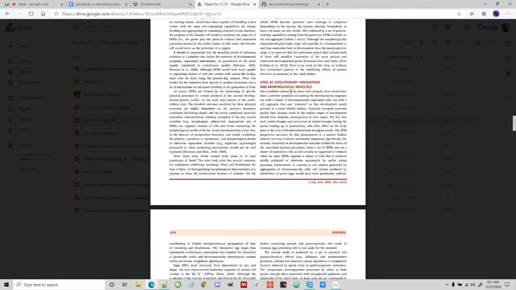So the paper says, once primitive animal body plans have emerged, there would have been a selective premium on starting the developmental sequence, not with a cluster of developmentally equivalent cells, but with a cell aggregate that was prepared so that development would proceed in a more reliable fashion. Generally accepted scenarios predict that changes made at the earliest stages of development should have dramatic consequences at later stages. The fact that such varied changes can occur even in related lineages during the period leading up to gastrulation with little effect on the body plan is the crux of the pre-constriction hourglass puzzle. So this fits into this developmental hourglass model.